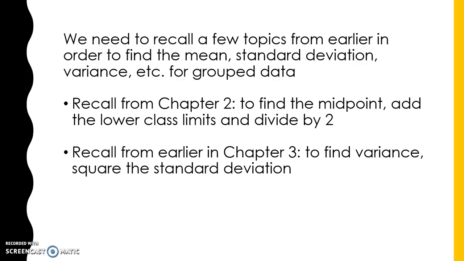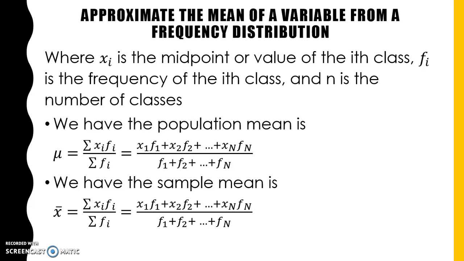First we need to recall some topics from earlier. In Chapter 2, to find the midpoint, we add the lower class limits together and then divide by 2. And to find variance, we square the standard deviation. First of all, let's approximate the mean.